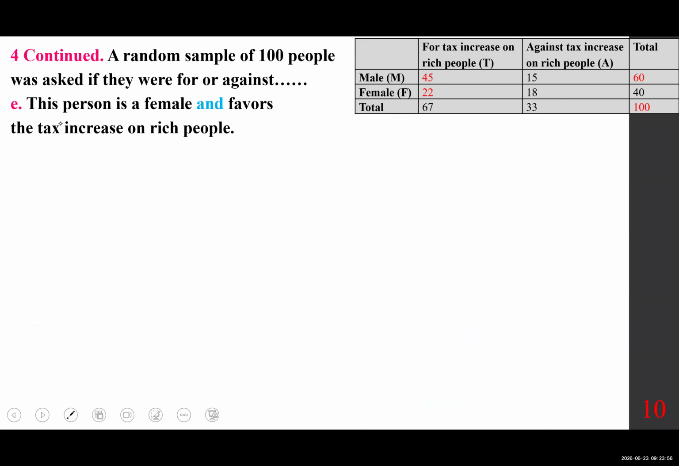You're looking at the same question. This person is a female and favors the tax increase. This is the "and" statement. P of F intersection T is N of F intersection T over N of S. With the "and" statement, the total size remains unchanged, so N of S is still 100. So the denominator is 100.